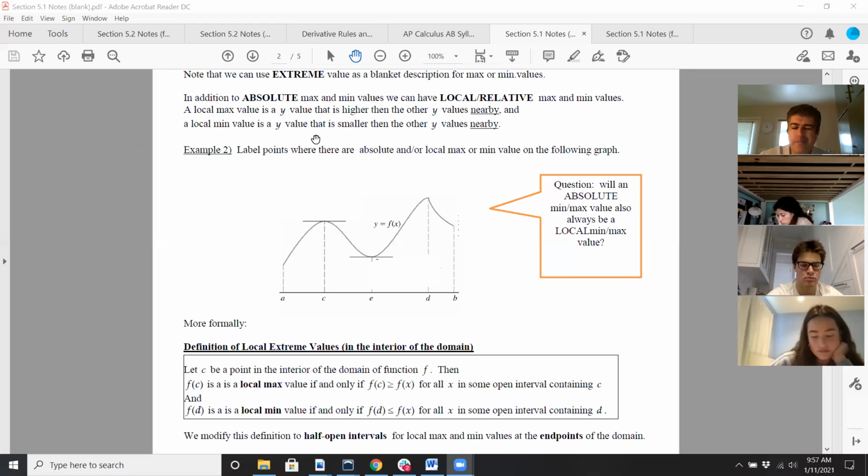But a local extreme is kind of like saying, what's the right way of saying it? It's higher than the y values nearby, or local means it's smaller than the y values nearby. Let me give you a good example.